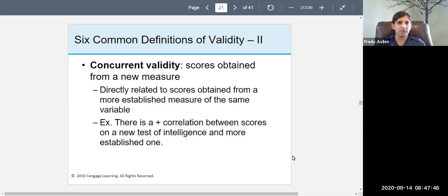If the scores are similar, that means you have a high positive correlation, and that means you have concurrent validity. So if there's a positive correlation between scores on the new test of intelligence and the more established one, you have concurrent validity. Okay, that's concurrent validity.